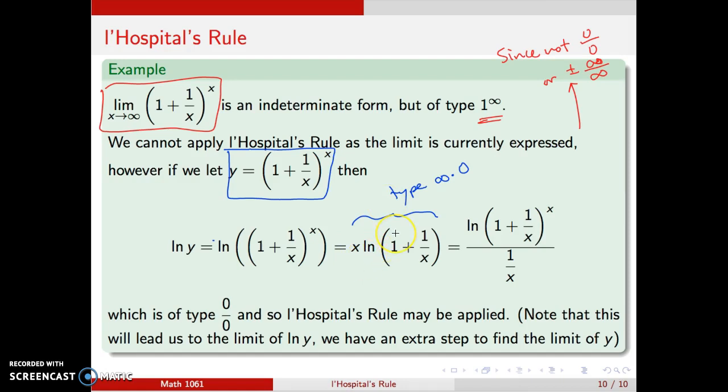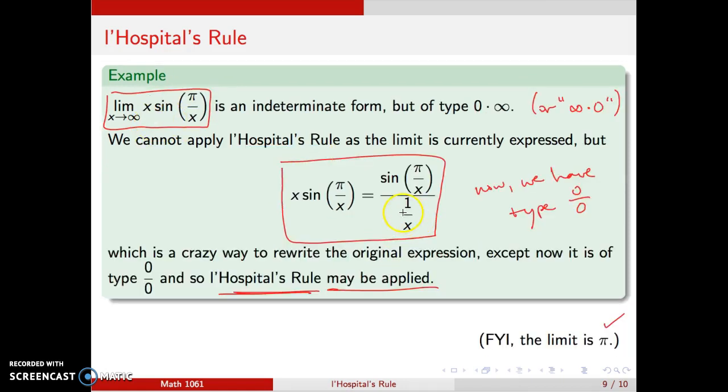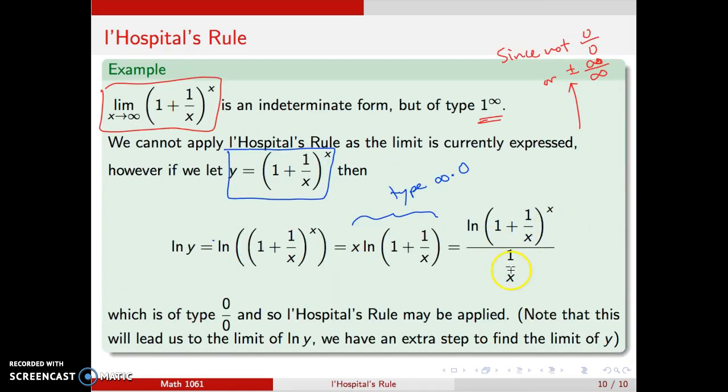So do that crazy thing like I did in that last slide, x times something, well, I think of it as division by 1 over x. That's exactly what I've done here. So now this is type 0 over 0. Oh no, it should not have been there. Sorry for that typo. So type 0 over 0. And so now we can use L'Hopital's rule.